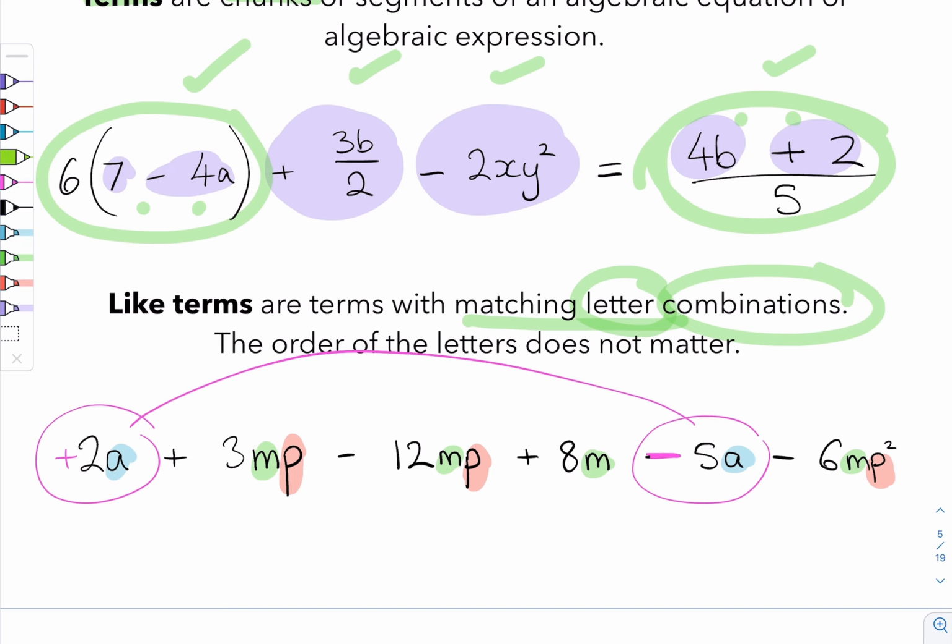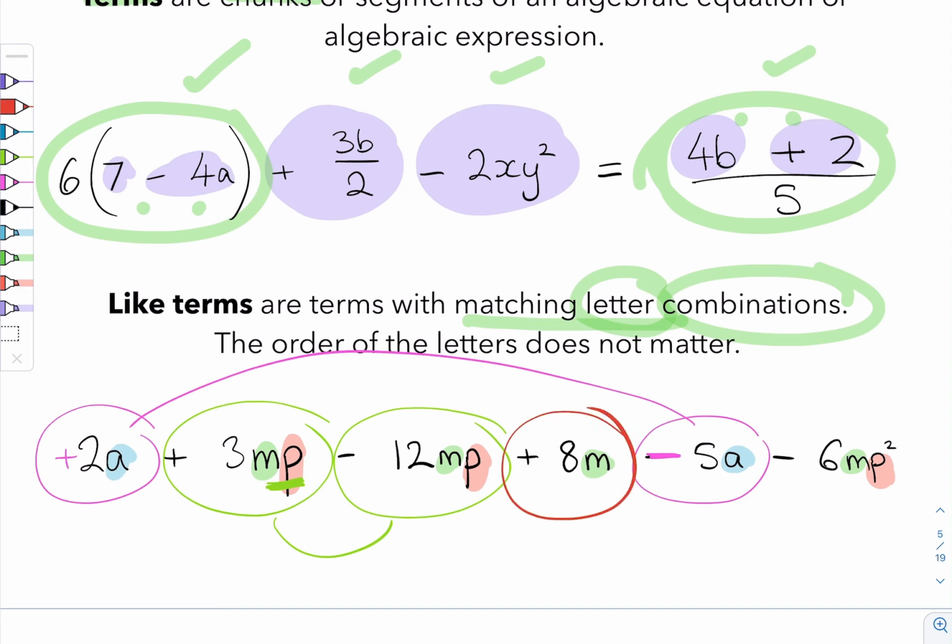Other combinations out here that match, I can see that this term and this term actually match. The order of these letters doesn't matter. It's the combination that matters. Do they both have an M? Yes. Do they both have a letter P? Yes. Do they have one of each? Yes. Therefore, these two actually match. Looking over here, this term, the 8M, has no matching term that goes with it. It only has the letter M. Sure, this term and this term also have an M in them, but it's a different combination, so they don't belong. So this one can't be gathered with anyone else.